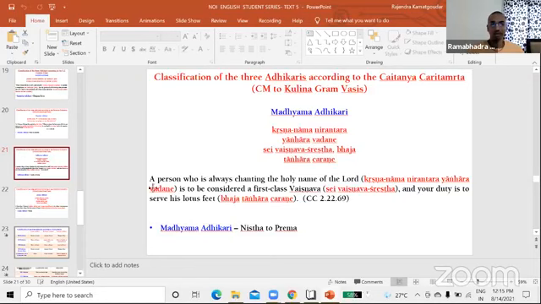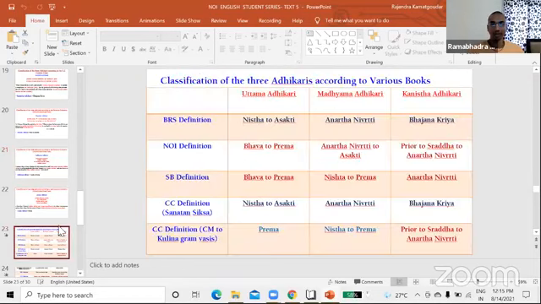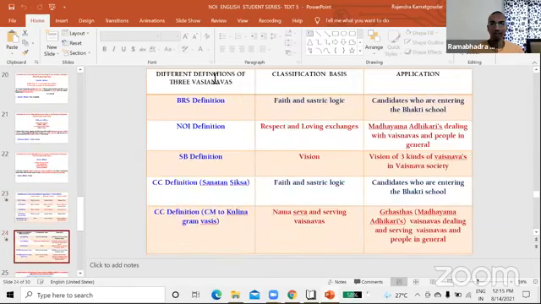And we put all this in the chart here, if you see. And then the application of it: what is the classification basis of all these definitions of all these books? And what is the application? So that is how we discussed these terminologies, Kanishtha, Madhyam, Uttama. And then we went into the purport.